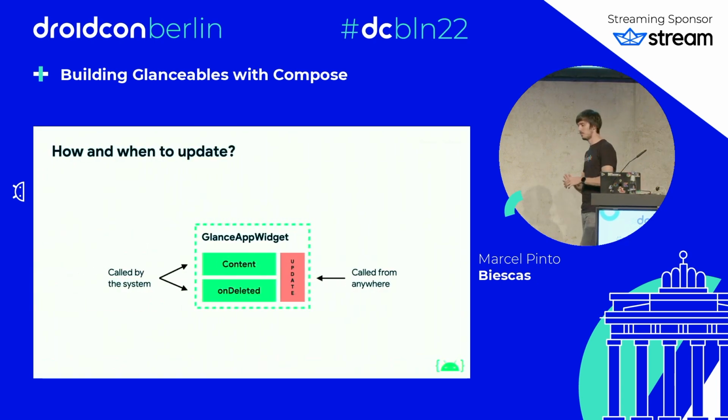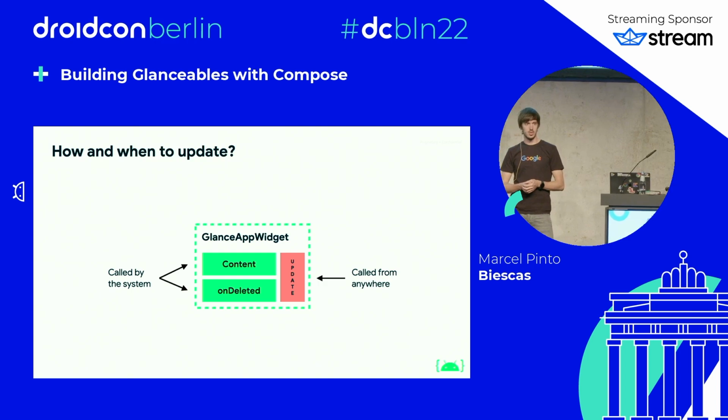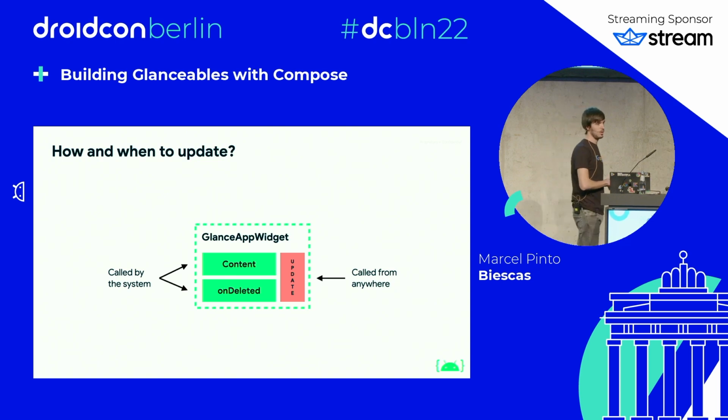OK, so this is how Glance manages the state, and you can store and retrieve the data and use that to build your UI. Now, the tricky part comes on when and where to actually refresh data and to request the data. To do that, let's take a look at how the different components of Glance are used.